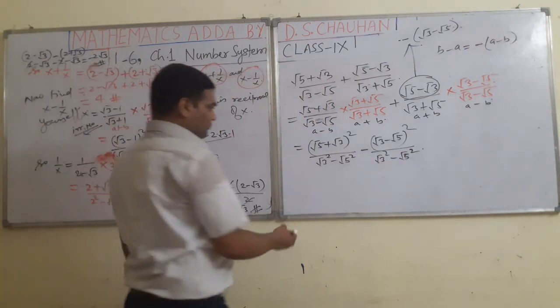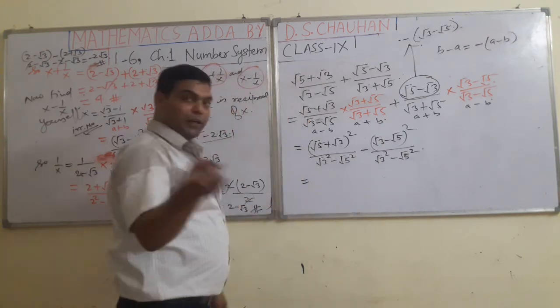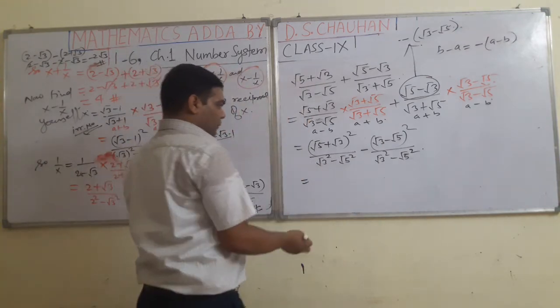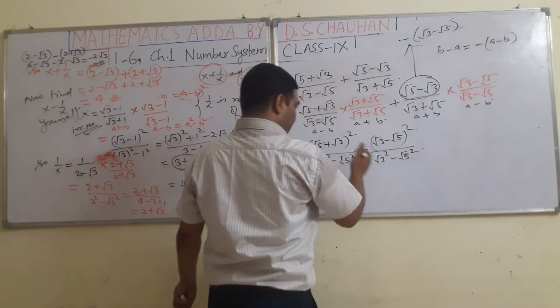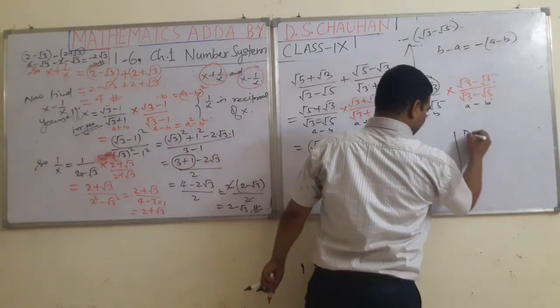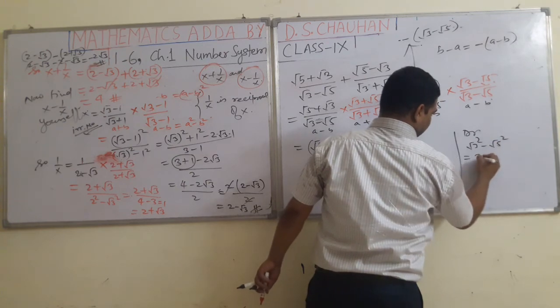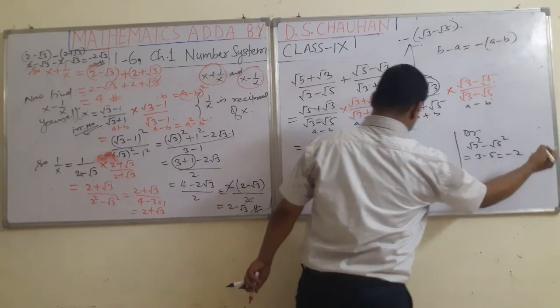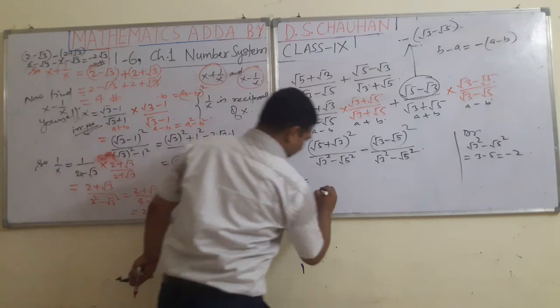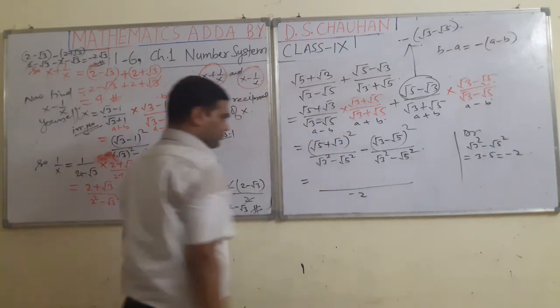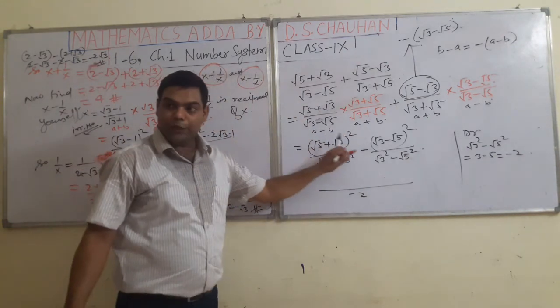Okay. So now what you will get here? Easily telling you, this denominator is same. What it could be after simplification, denominator portion root 3 square minus root 5 square, it will be 3 minus 5, it will be minus 2. So by writing here minus 2, easily we will simplify it.